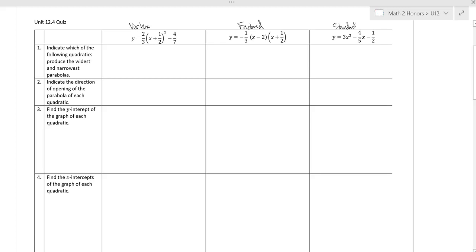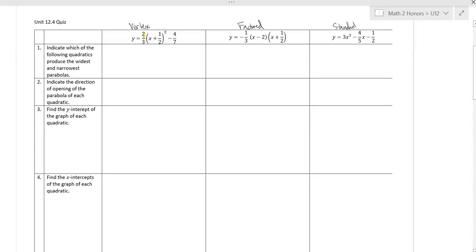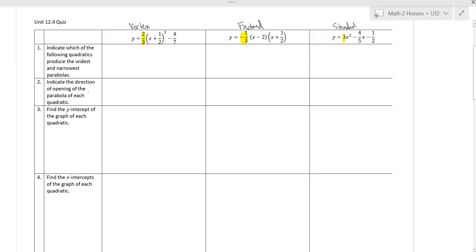If A, so I'm going to highlight A on each of these. Okay, so A is 2/3 on the first one, A is negative 1/3 on the second one, and A is 3 on the third one. Now we've definitely talked about the direction, right? If A is positive, it's going to open up. If it's negative, it's going to open down.